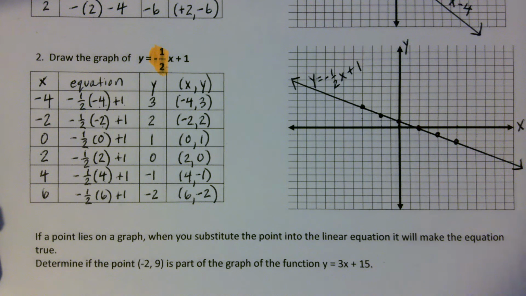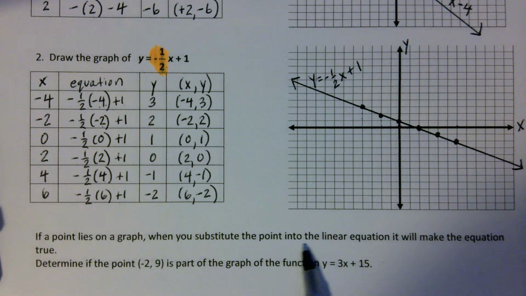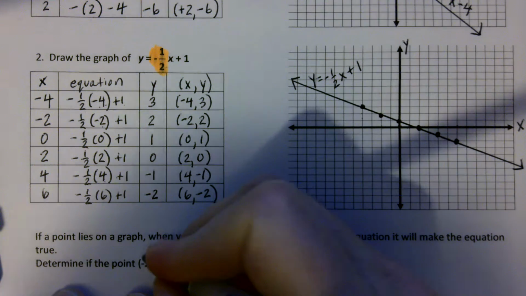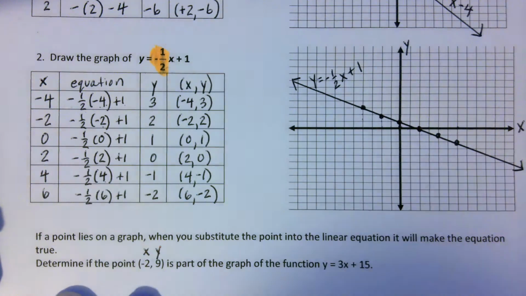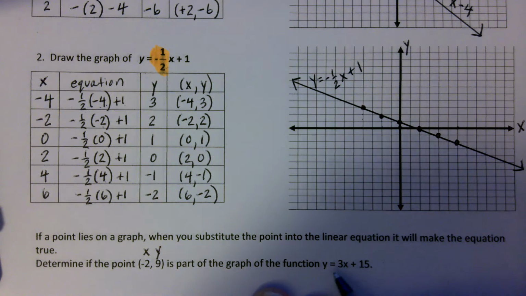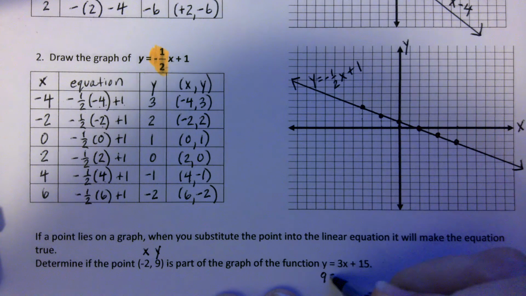Our very last concept is that if a point lies on a graph, when you substitute the point into the linear equation, it will make the equation true. So here's our example. Determine if this point -2, 9 is part of the graph of the function y equals 3x plus 15. So I know in an ordered pair, the first number I see is x, and the second number I see is y. So what I'm going to do is replace that in this equation and say y is 9 and x would be -2.